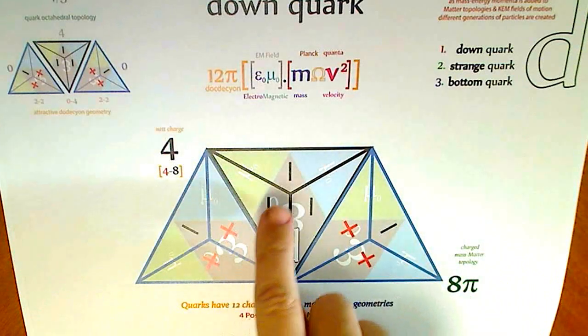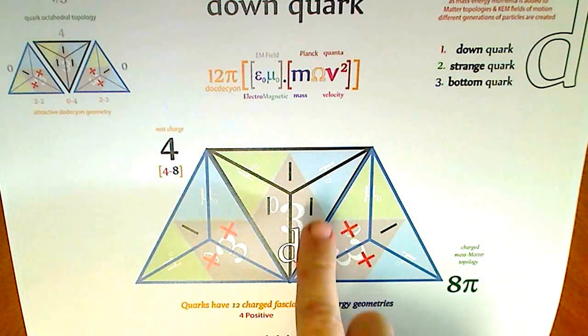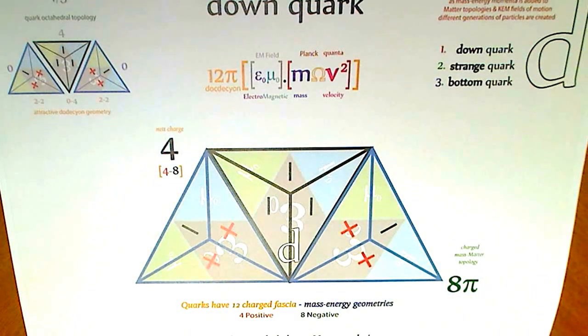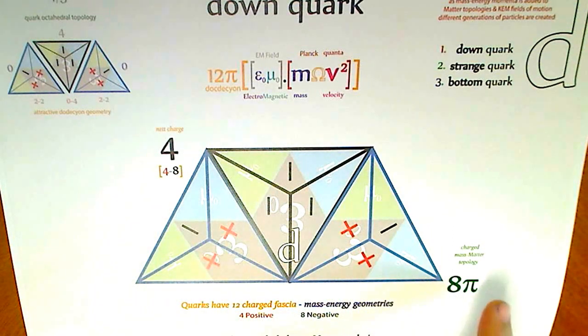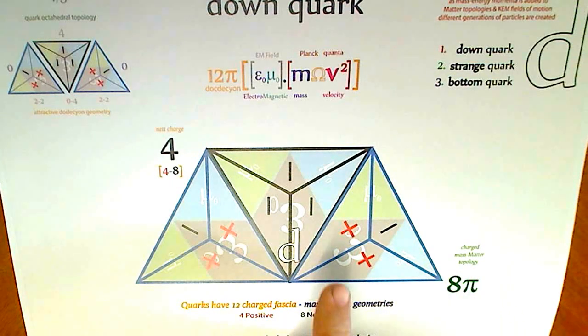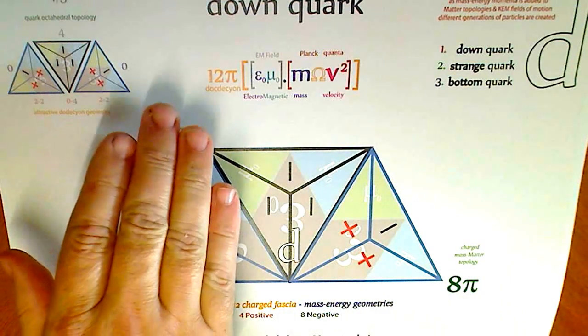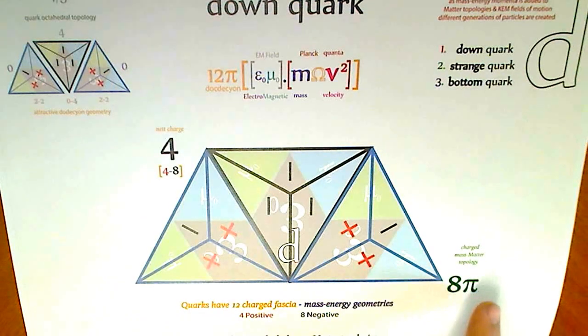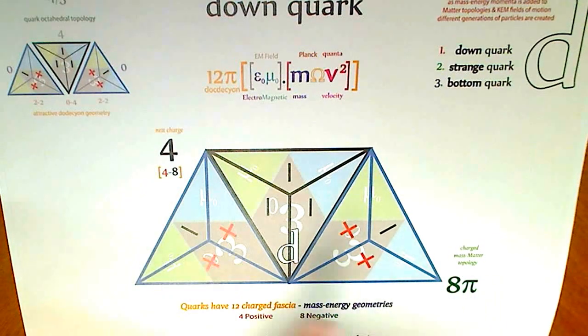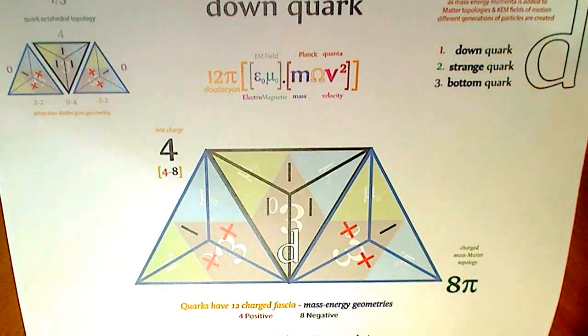But when these positive and negative charges come together to make the particle collapse, which I'll show shortly, it creates a closed matter topology of 8 pi, an octahedral. So just to be clear, we have 12 mass energy, charged mass energy geometries resulting in an octahedral matter topology. There's a distinction between geometries and topologies that's very important to take care of and to understand fully.